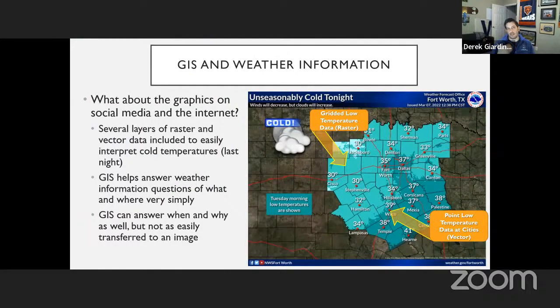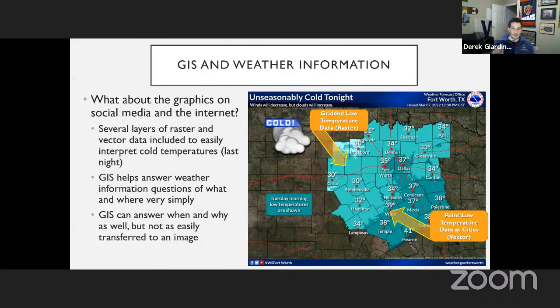So I wanted to break it down. I took yesterday's Fort Worth graphic, and we can break down the GIS that's actually in it. You can see there are several layers here, even though it's a very simple graphic of how it did get unseasonably cold last night. It is mid-March. I'm tired of this cold. Didn't need the sleet today. Manta's going to need to fix that.